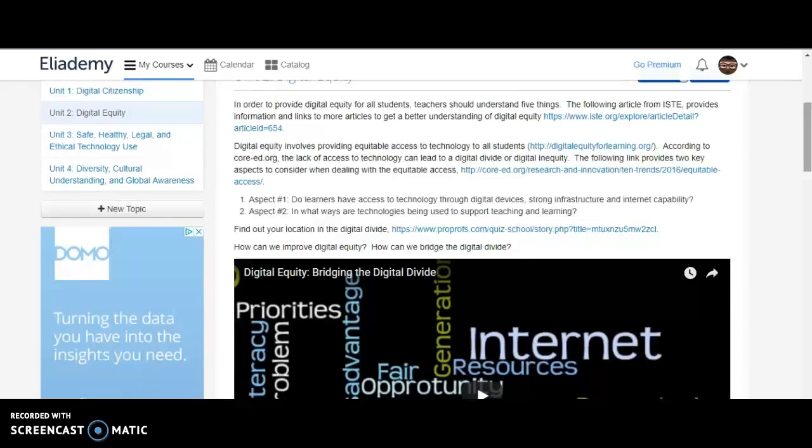So we need to pay attention to these things and make sure that the technology that we do have is being used efficiently and effectively to meet the needs of the students while supporting the curriculum. But we also need to make sure that we are taking into consideration what students have available to them at home, and what students have available to them at school.